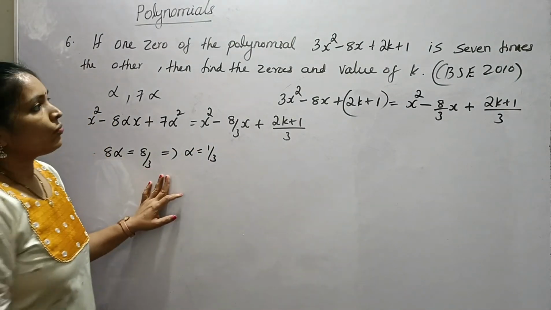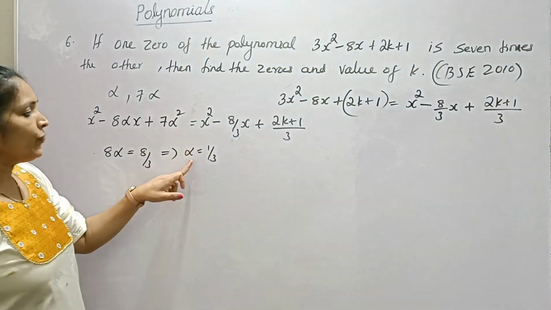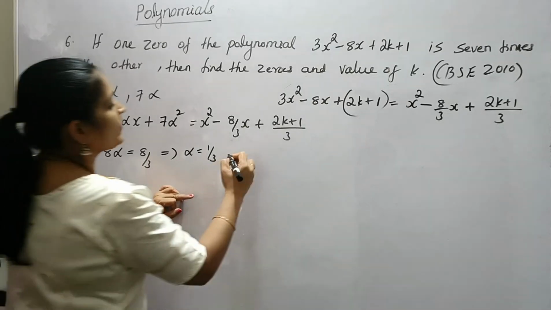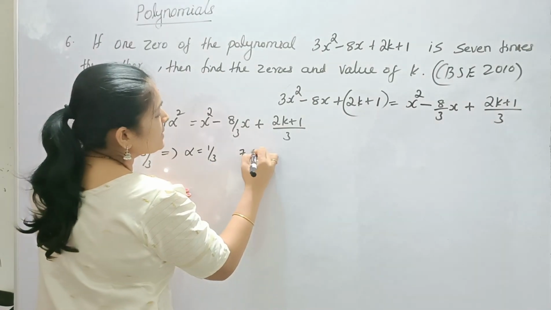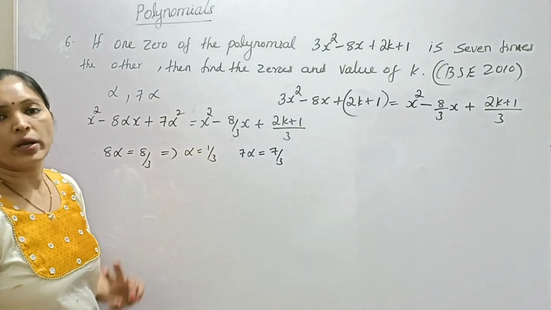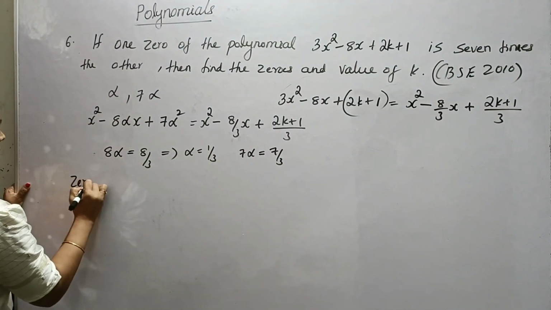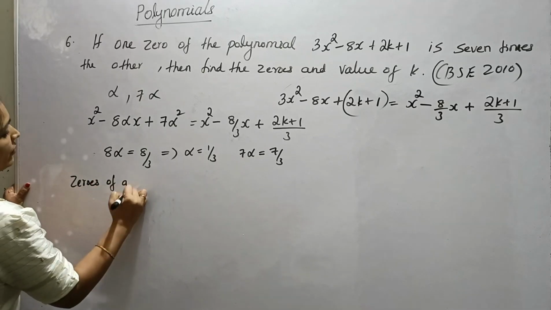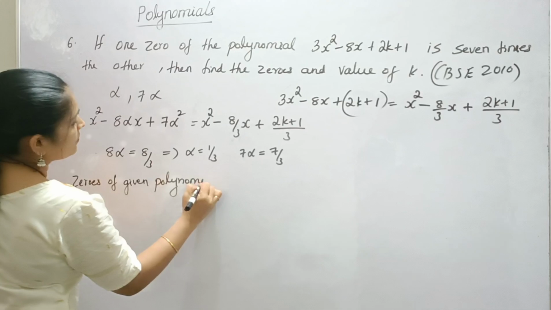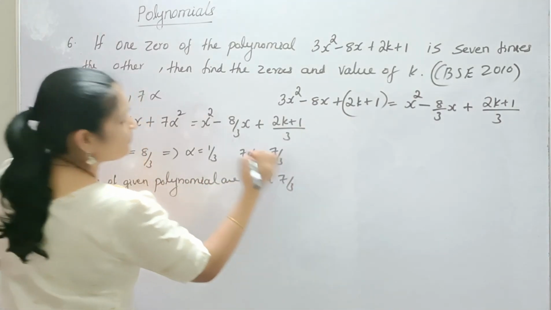Now, we have to find the zeros and the value of k. We have got one zero, that is alpha. Another zero is 7 alpha, that is 7 into 1 by 3, which is 7 by 3. So what are the zeros? The zeros of the given polynomial are 1 by 3 and 7 by 3.